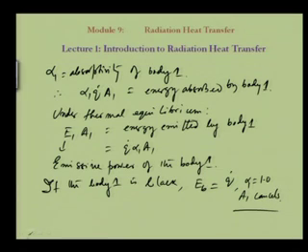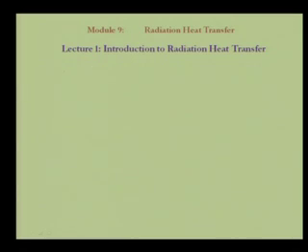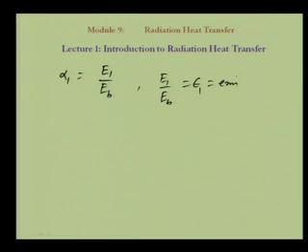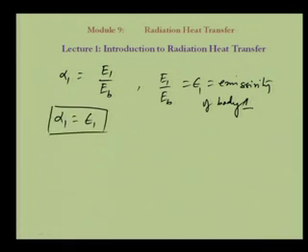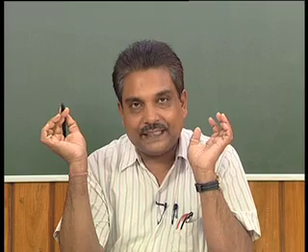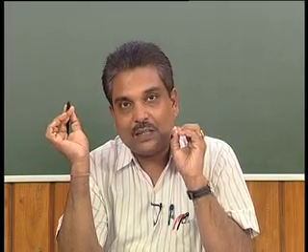Then we can say that alpha 1 is equal to E1 by EB, and we know from the definition that E1 by EB is called the emissivity of body 1. So, alpha 1 is equal to epsilon 1, that means for a body under thermal equilibrium with the surroundings or the large enclosure, its emissivity will be equal to its absorptivity.